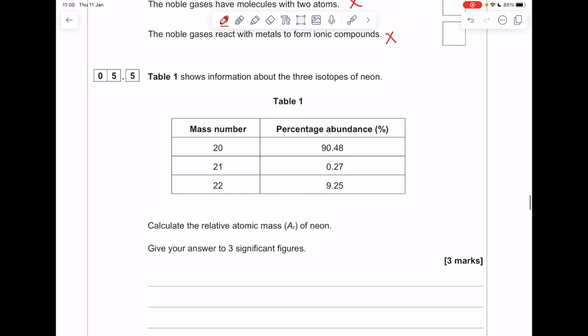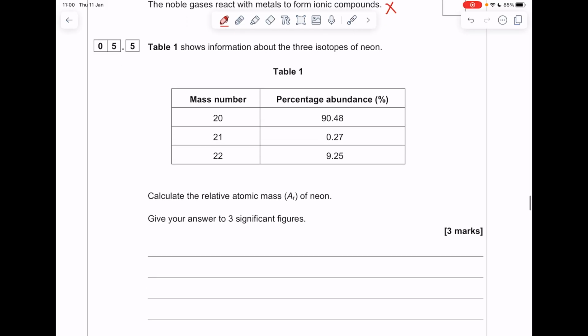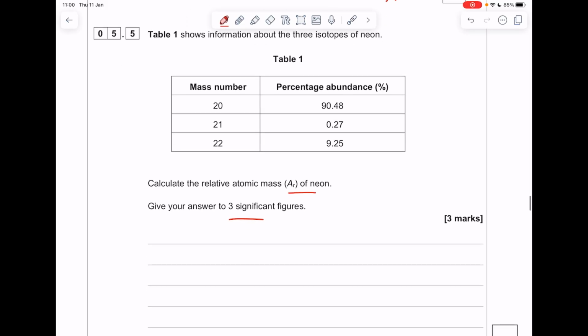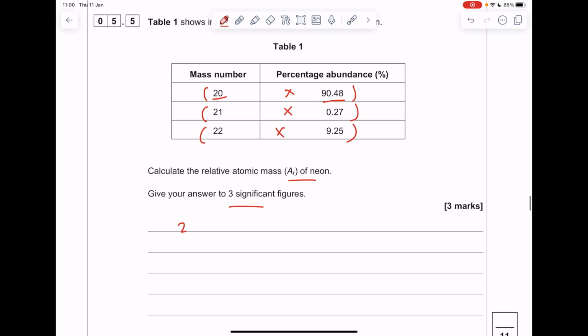Table 1 shows information about 3 isotopes of neon. Calculate the relative atomic mass. Give your answer to 3 sig fig. So in order to do this calculation, you take the first mass number and multiply it by its percentage abundance. Then you add it to the second mass number multiplied by its percentage abundance, and so on and so forth. And then you divide the whole thing by 100. So let's write that out for you.